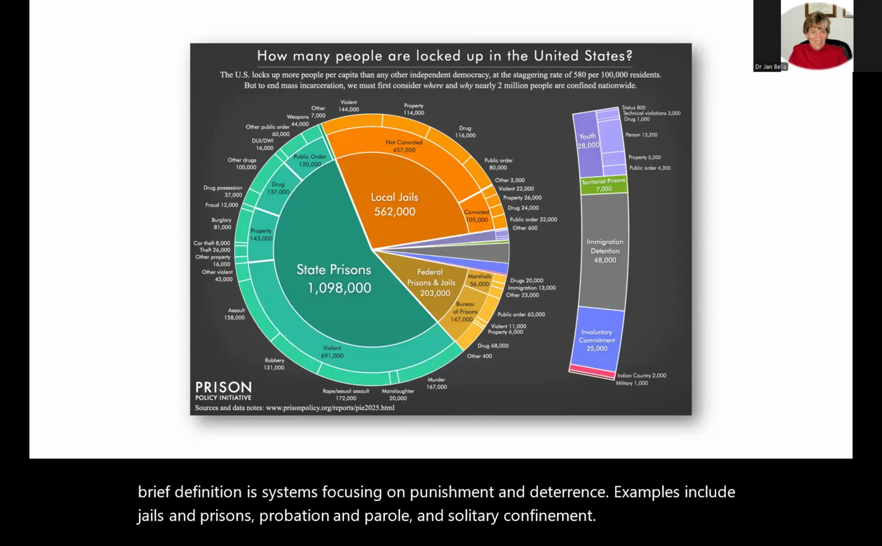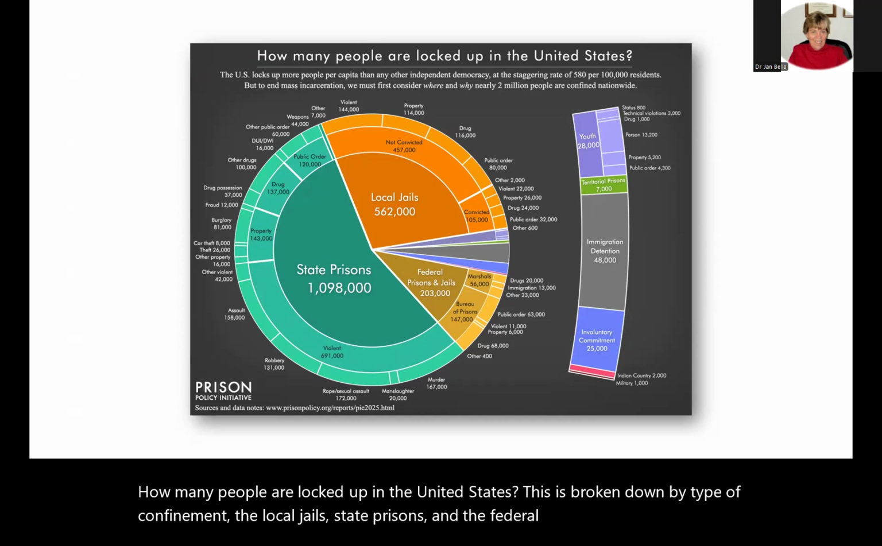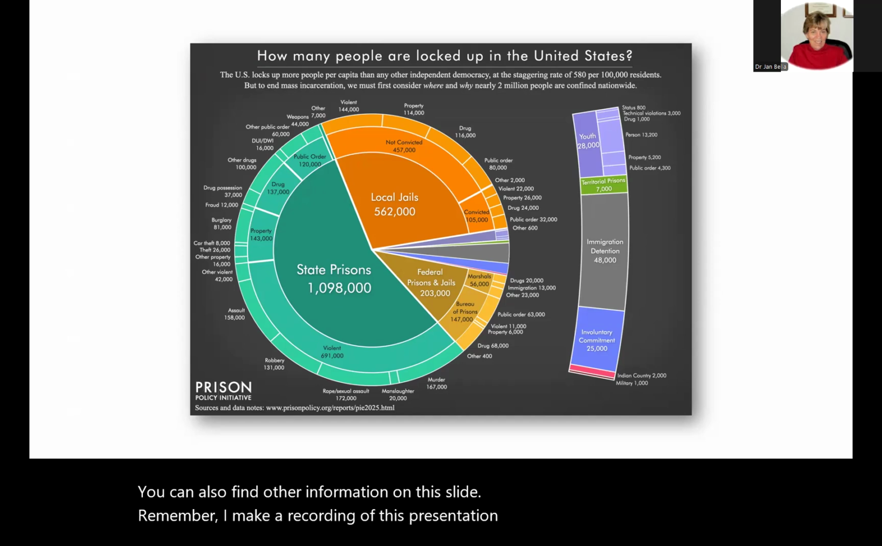How many people are locked up in the United States? This is broken down by type of confinement: the local jails, state prisons, and the federal prisons. You can also find other information on this slide. Remember, I make a recording of this presentation, and I also share a PDF file.